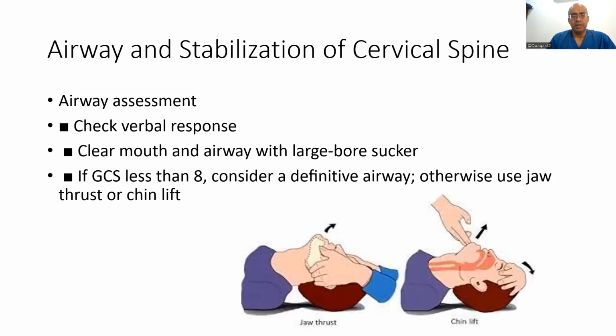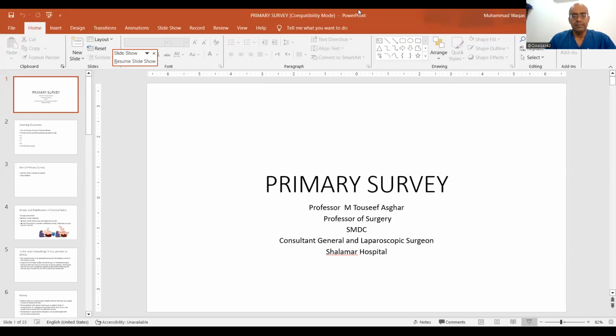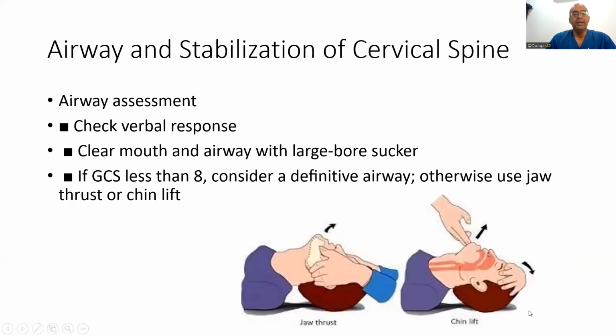The first component is airway. Whenever we talk about the airway, we always talk about the cervical spine. So how do we assess the airway? First of all, you communicate with the patient. If the patient is conscious and communicating, that means the airway is patent. If the patient is unconscious and not responding, that means the airway can be obstructed.